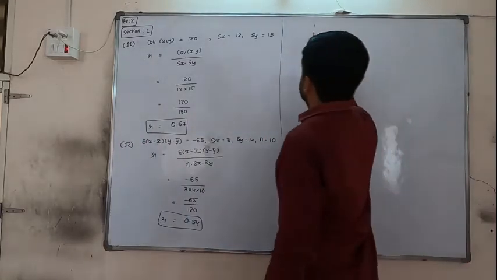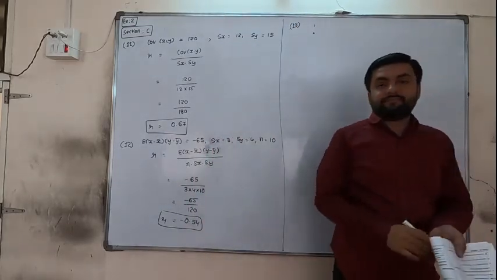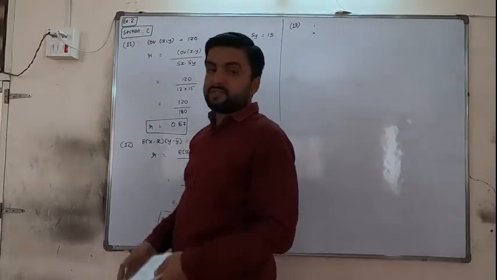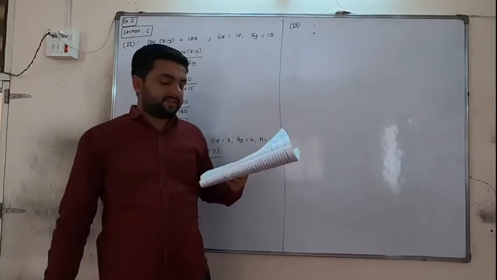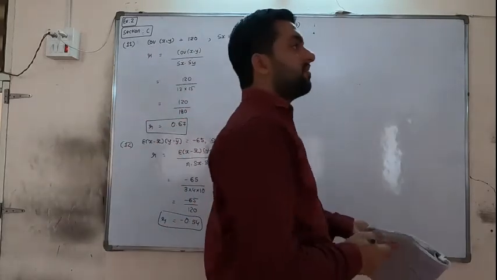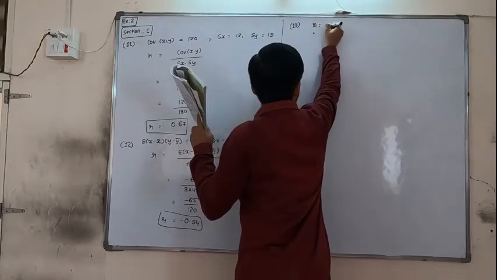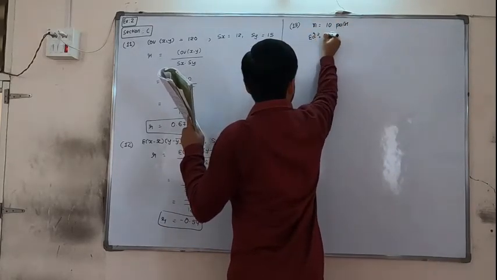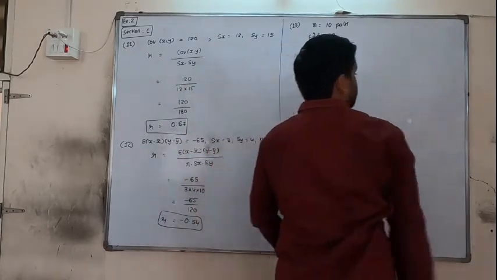Now the last, 13th. For 10 pairs of observations, 10 pairs means n is equal to 10. Sigma d square is 120. Find the rank correlation. Just now we have used the same formula in 2.3. n is equal to 10 pairs. Sigma d square 120. Question mark.